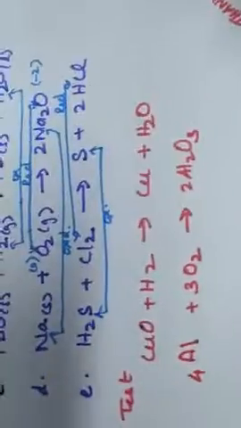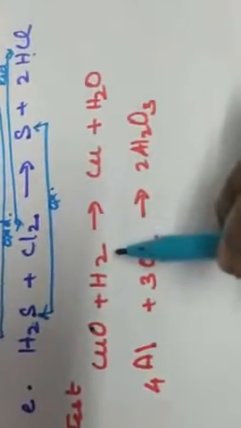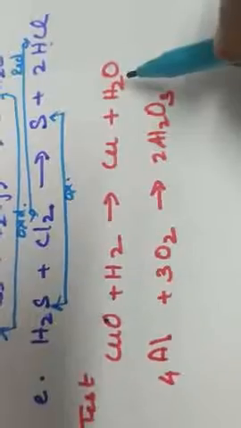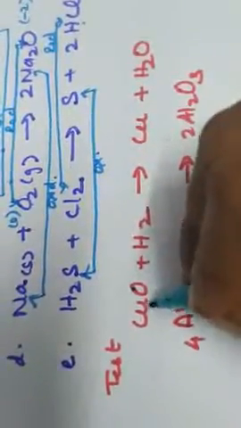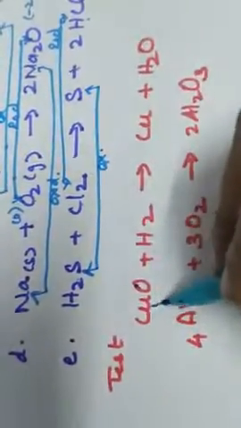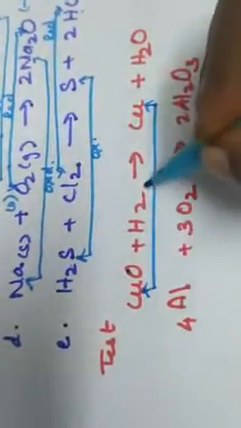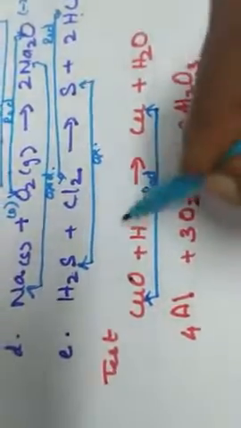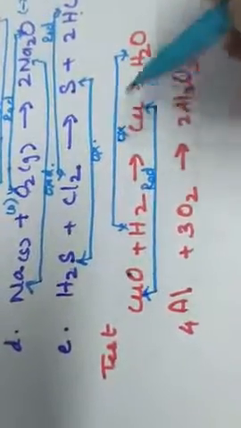Let us take the test. Copper oxide plus hydrogen gives you copper plus H2O. What is oxidized? What is reduced? Copper is reduced, because from copper oxide, oxygen is released. What is oxidized? Hydrogen is gaining oxygen, so that is oxidized.